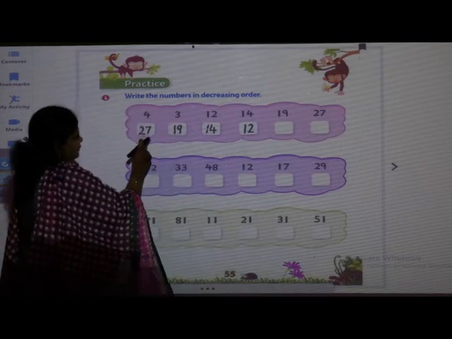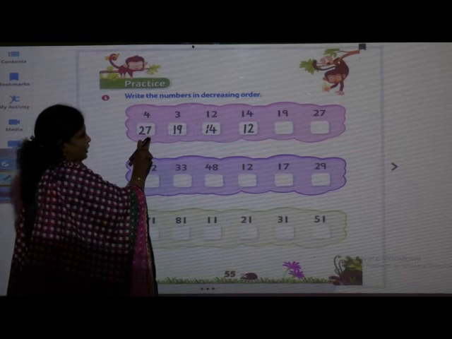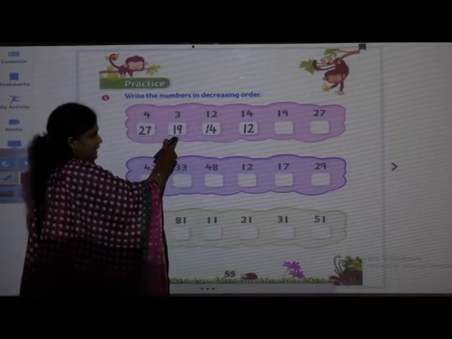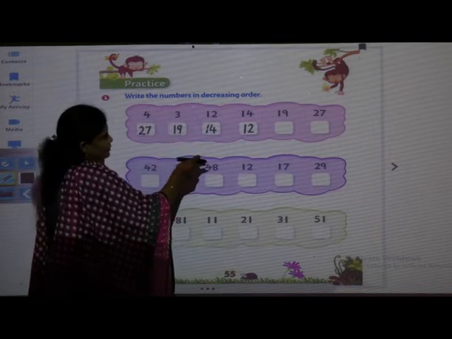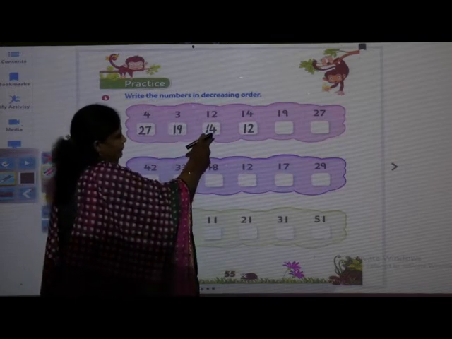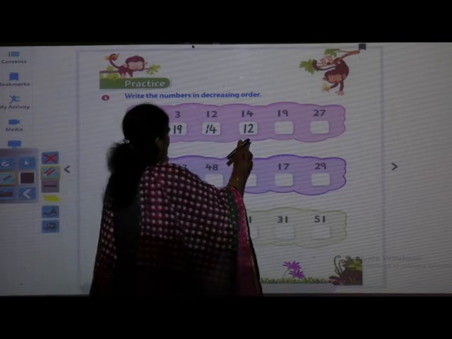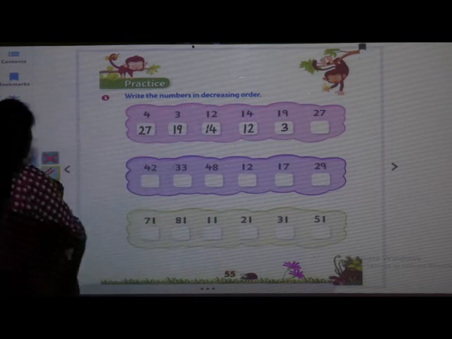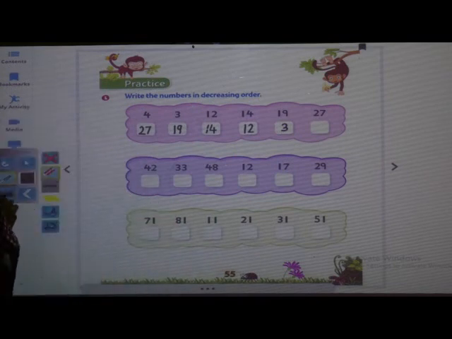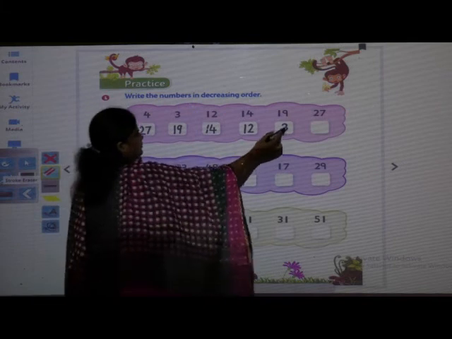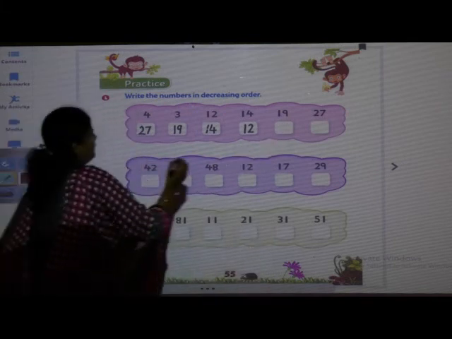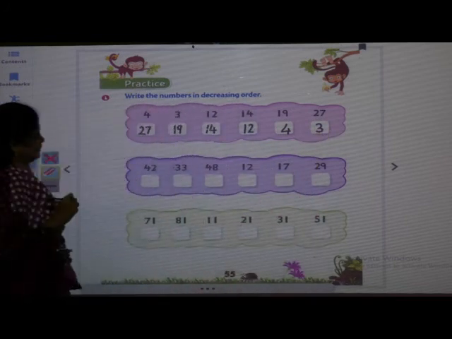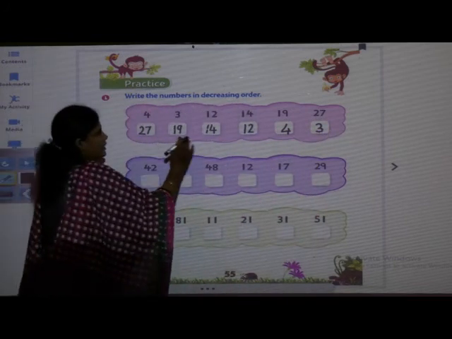See here, before you were having 27 chocolates. When you gave to someone, only 19 were there. Once again you gave to someone, then you were having 14 chocolates, then 12, then 4, then 3. So here what happens? It went on decreasing.